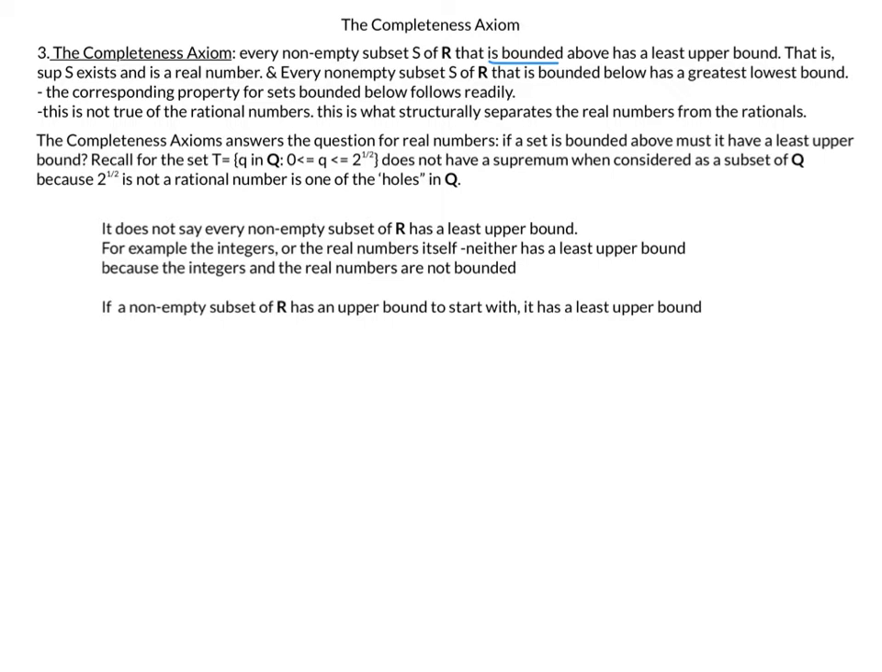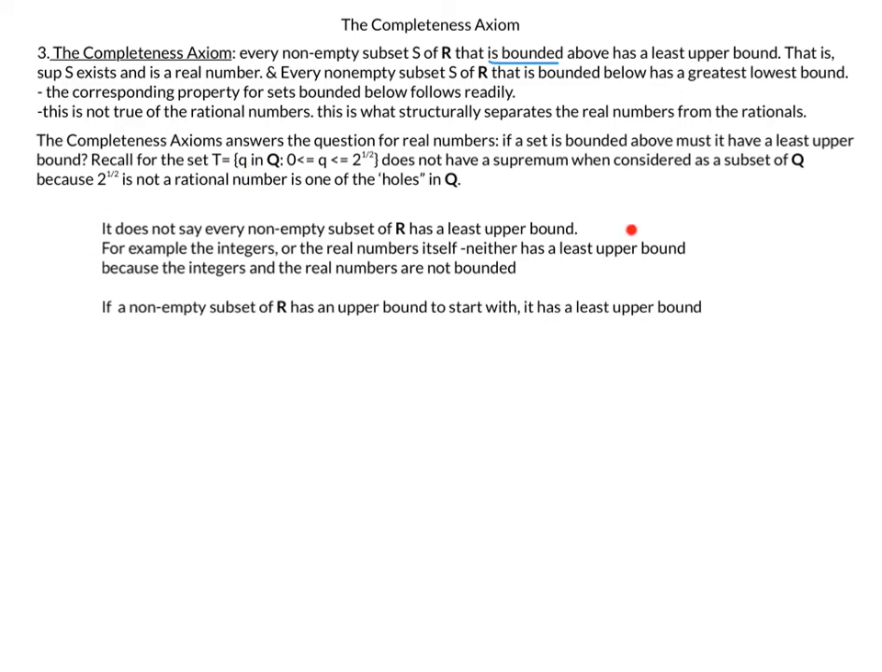And recall, we had this example here, which was a set of rationals. This does not have a supremum, if you recall, because there's no lowest upper bound, since the square root of 2 is not rational. It is one of the holes in our rational set.